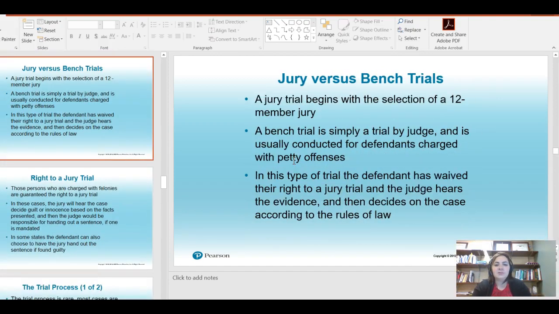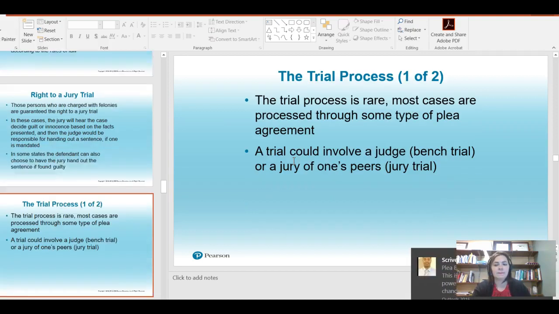It is the defendant's right to determine whether or not they are going to have a jury trial or a bench trial. If the defendant chooses the jury trial, then we'll have the jury trial, and the jury will determine who will determine the facts of the case.